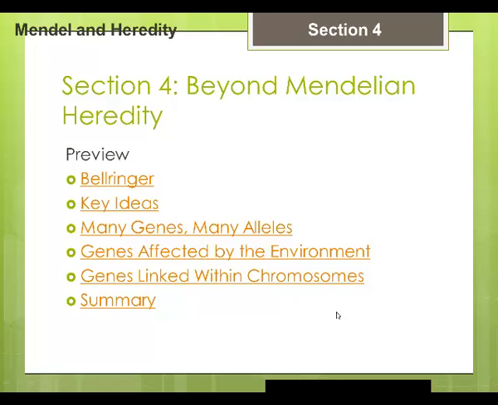Genetics Section 4, Beyond Mendelian Heredity. You guys are all going to start out with a Bellringer. When you're done with the Bellringer, we will go on and look at the key ideas for this section. The outline for this unit includes many genes, many alleles, genes affected by the environment, genes linked within chromosomes, and then we'll summarize.